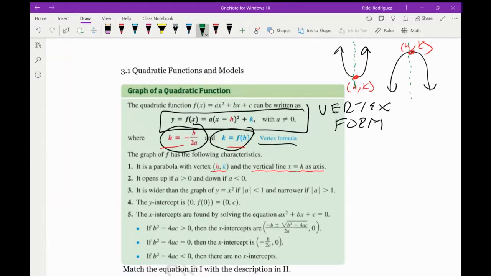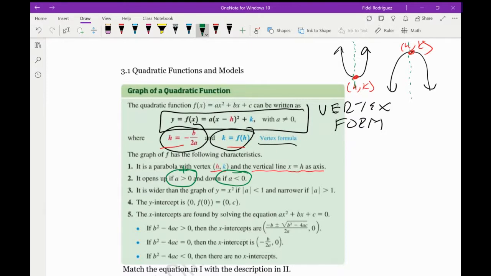Then number 2 says, if a is greater than 0, the graph is going to open up, and if a is less than 0, then the graph is going to open down. What that means is if the number a is positive, the graph will open up, and if the number a is negative, then the graph's going to open down, okay?